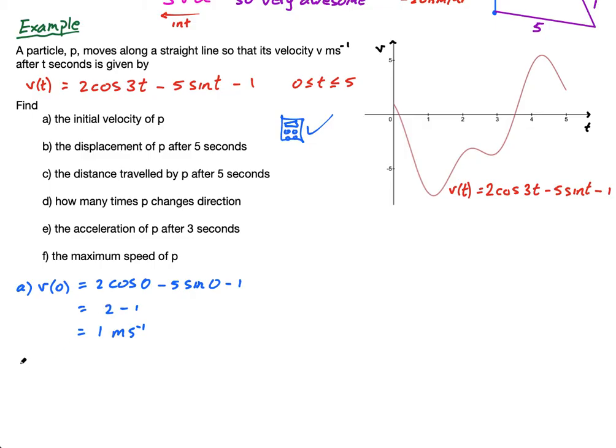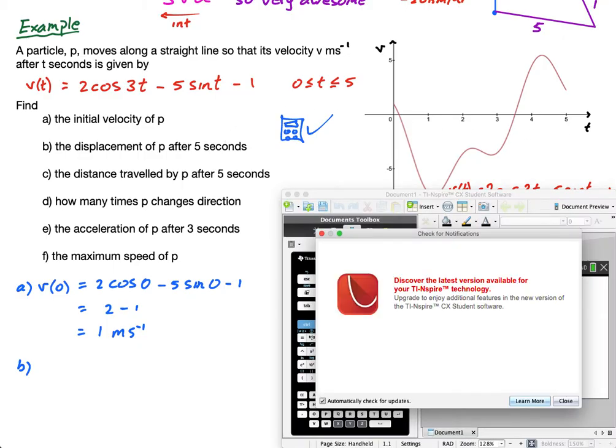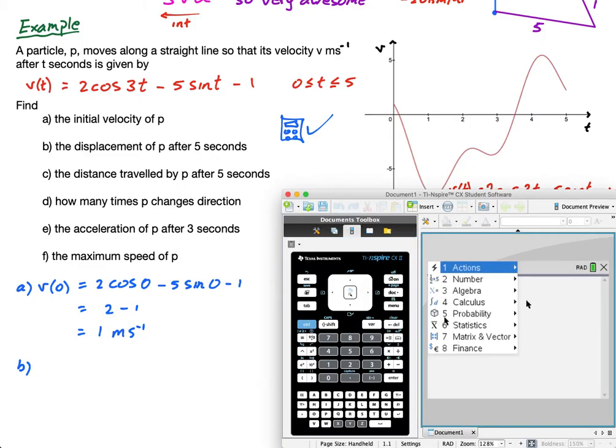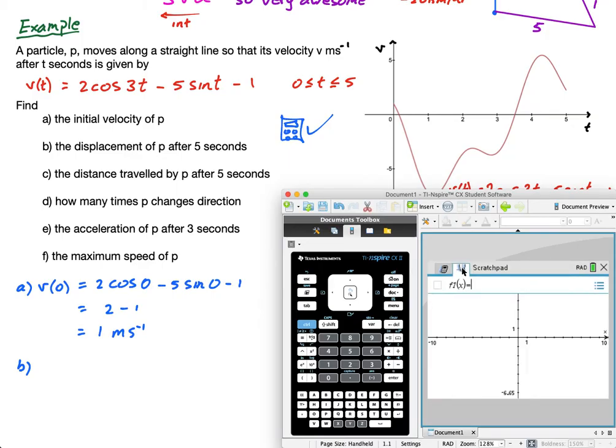Okay, let's do part B. The displacement of P after 5 seconds. So let me just get out this calculator. I'm going to graph this function here. So it's 2 cos of 3t, but I'm going to have to use x because this is my xy graph. So it's 2 cos of 3x, close my bracket.